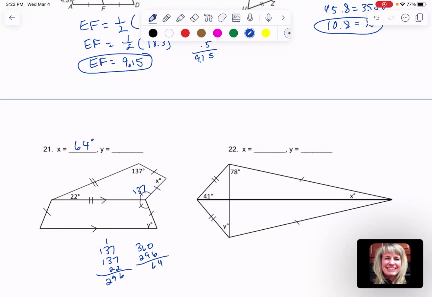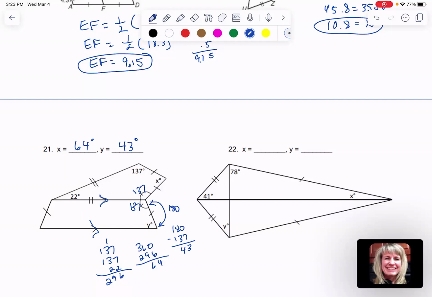Angle Y, so I know those two angles are equal, so this is 137 here also. And so these two, because they're between these parallel sides right here, these two angles have to add up to be 180. So if I do 180 minus 137, I get that that angle marked with a Y is 43 degrees.